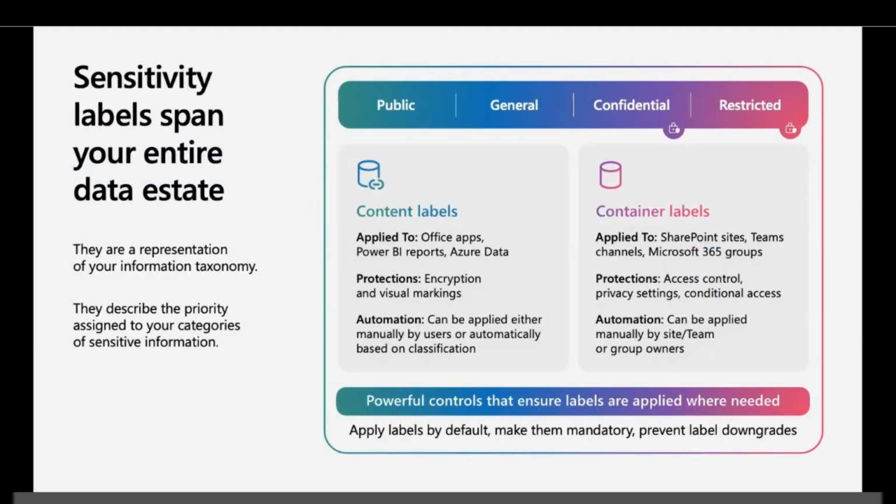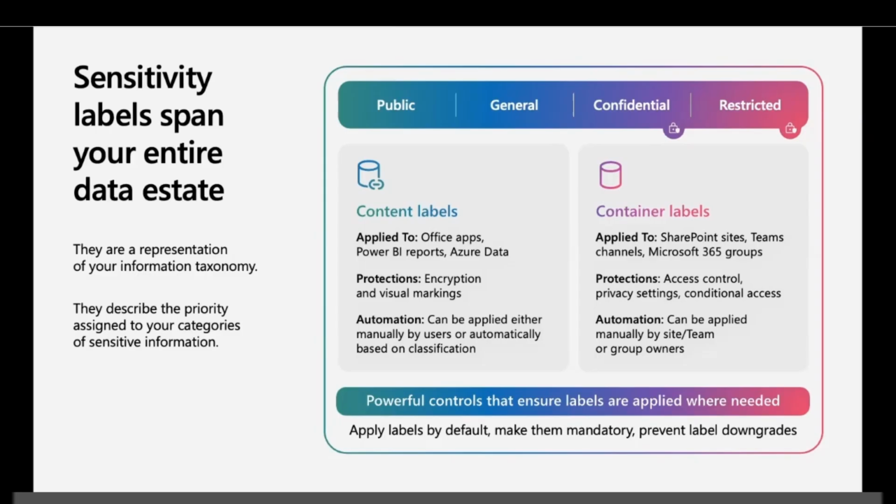I've talked a lot about sensitivity labels, and one of the things we use to do a lot of this is a sensitivity label. This is part of Purview, and the sensitivity label spans the entire data estate. It's a representation of your information taxonomy. It describes the priority assigned to the categories of sensitive information. On the top of the right graphic, you will see public, general, confidential, and restricted. These are the four labels that are out of the box for you.